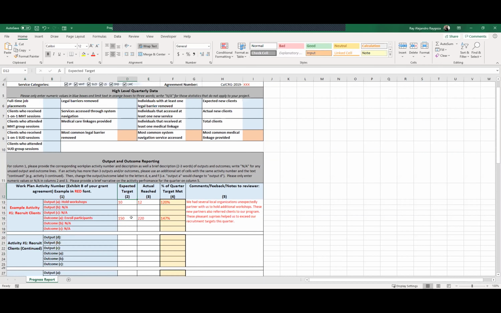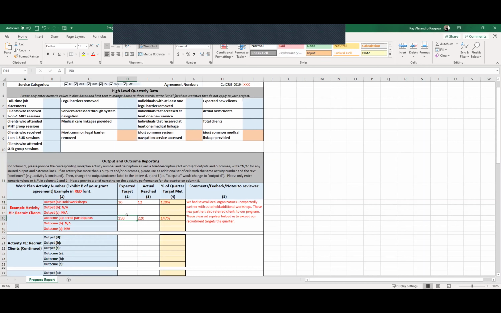The second column right here, this is where you enter the information. So what was the expected target? What were you expecting to achieve that month? So when it comes to holding workshops, we see here in the example that you expected to have 10 workshops. For enrolling participants from those 10 workshops, you expected to enroll 150 participants.